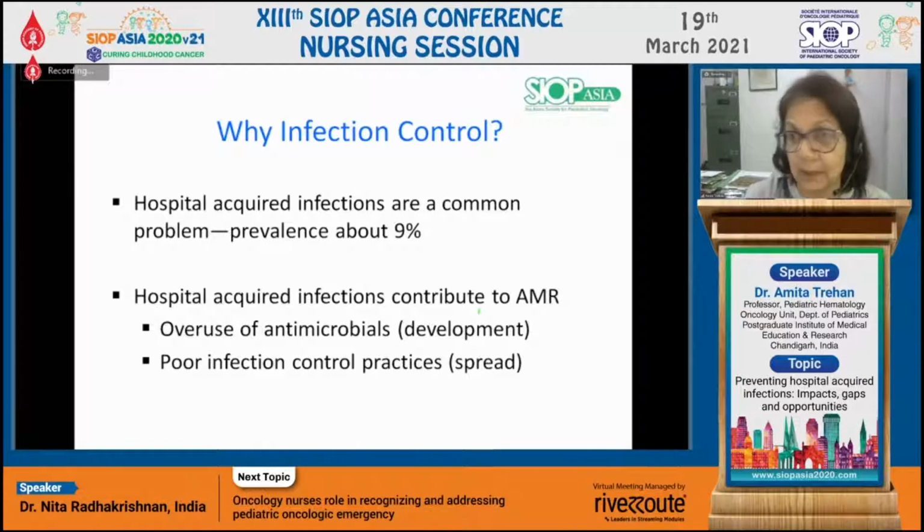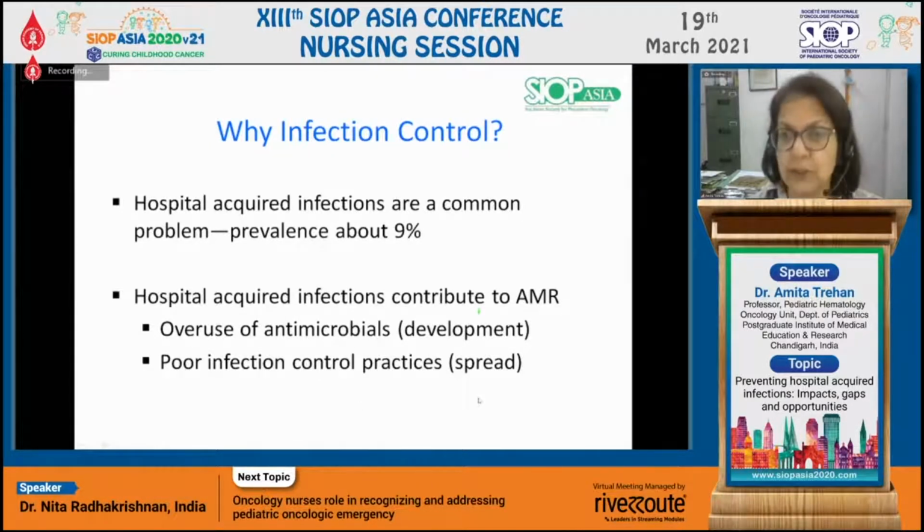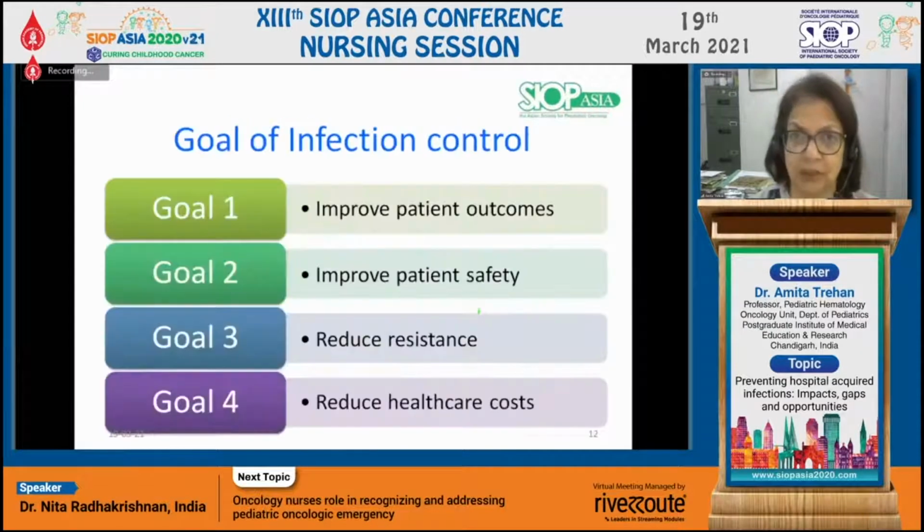Organisms don't like being killed. COVID does not want to be killed. So whenever we are using antimicrobials again and again, organisms mutate to make sure that we can't kill them. And the other most important thing is poor infection control practices, which results in spread of infection.